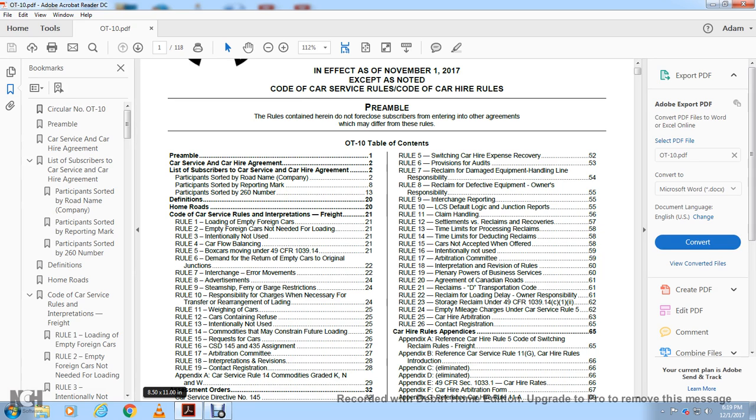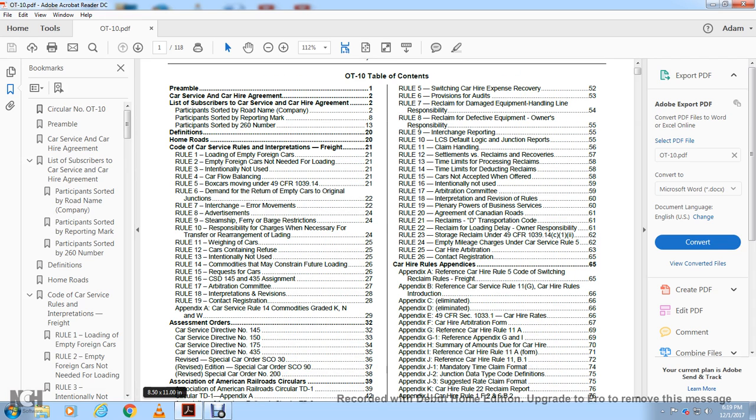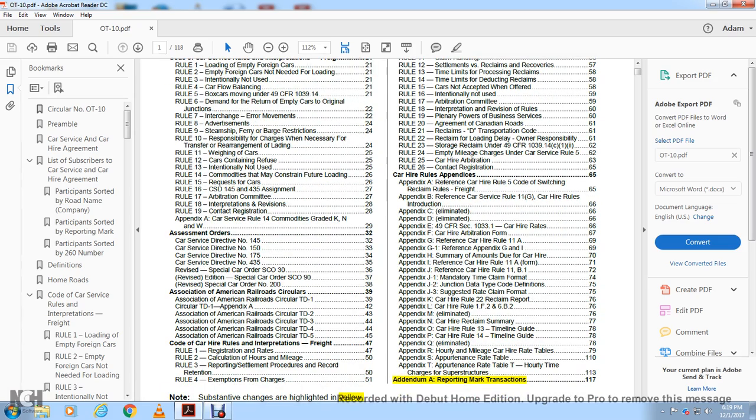Rule 17, arbitration committee. Rule 18, interpretation of revisions. Rule 19, contract registrations. Appendix A, service. Rule 14, commodities grade K, N, and W. Assignment orders: Car Service Directive numbers 145, 155, 175, 435, revised; Special Car Order SCO 30, revised edition; Special Car Orders SCO 90 and revised Special Car Order 200. Association of American Railroads circulars: TD1, Appendix A, TD2, TD3, TD4, TD5, and Association of American Railroads circulars.